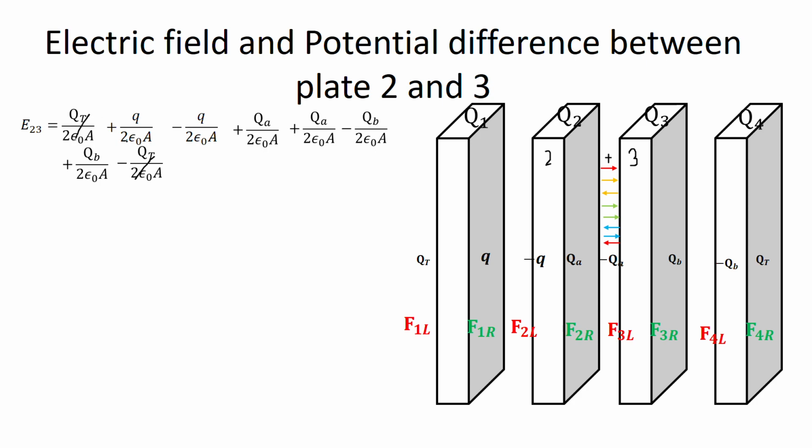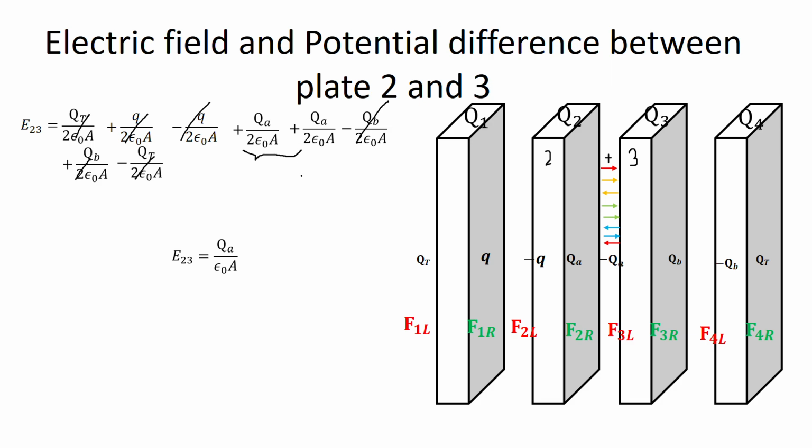Similarly, Q and minus Q will cancel out, and this minus QB and plus QB will cancel out, so only these two values will remain. So net electric field will be QA divided by 2 epsilon naught A.